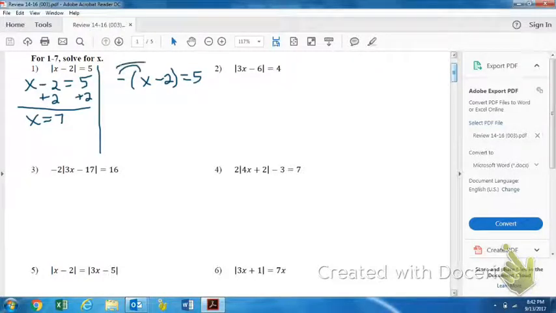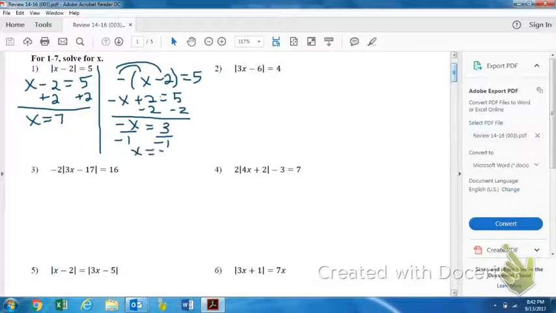Distribute the negative to both terms, and you have negative x plus 2 equals 5. Subtract 2 from both sides. Negative x equals 3. Divide by negative 1. X equals negative 3. So in this case, we have two scenarios. One is x equals 7, and the other is x equals negative 3.